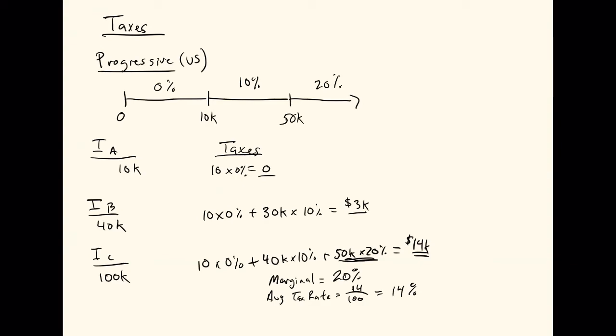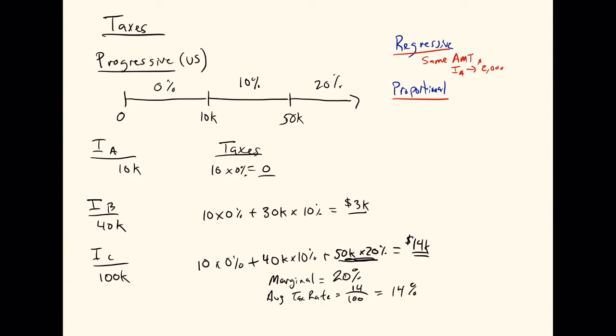Now, how does that differ from a regressive tax or a proportional tax? Now, a regressive tax, everyone pays the same amount. So we'll just use our lowest income bracket, say that everyone had to pay $2,000. Even our person here in income bracket A would have to pay $2,000, or basically 20% of his income.